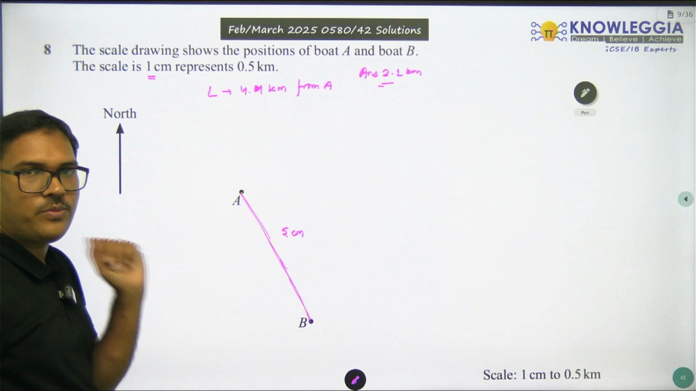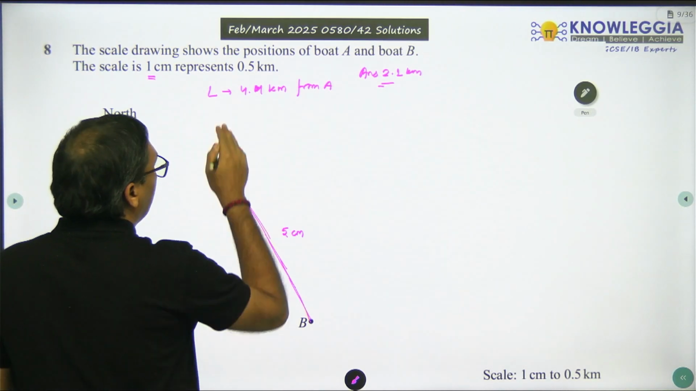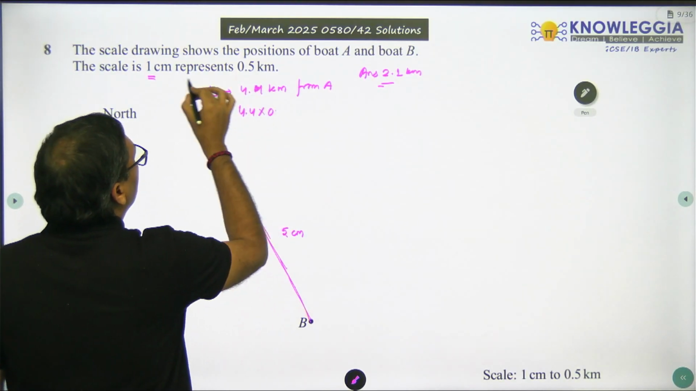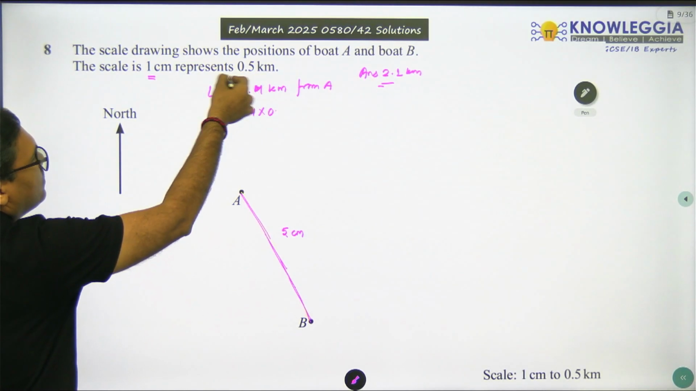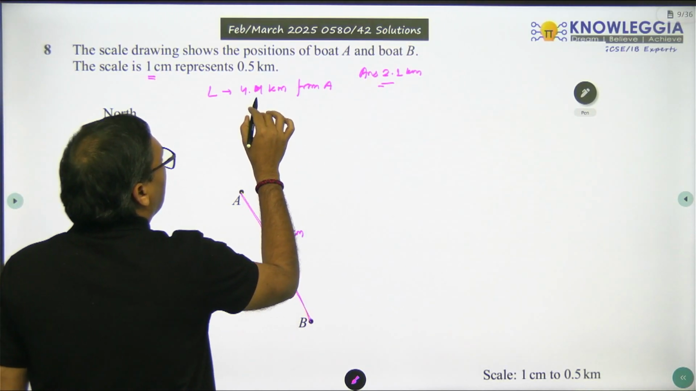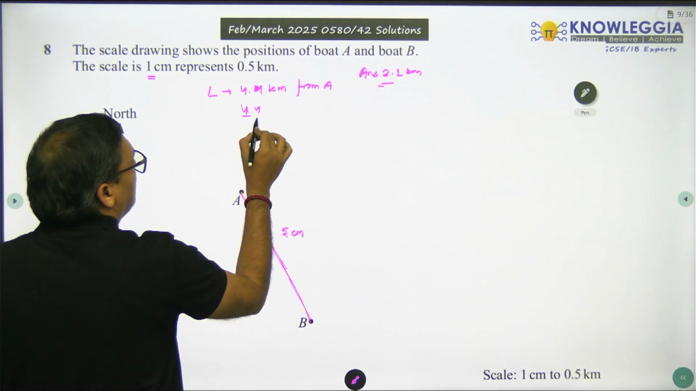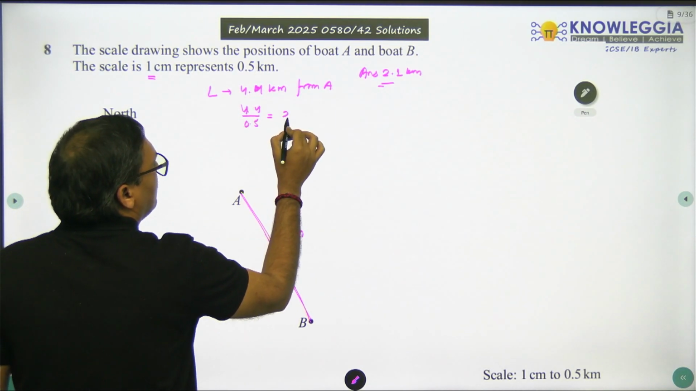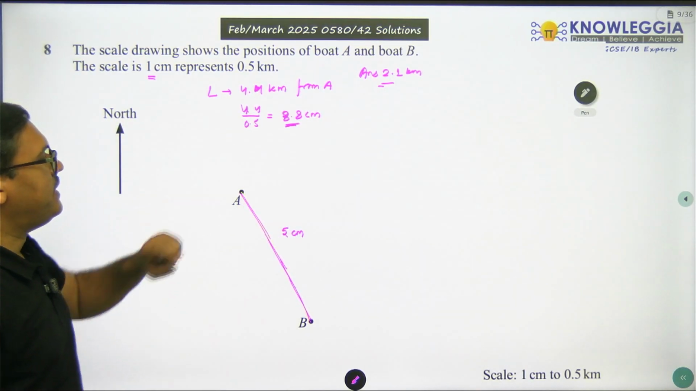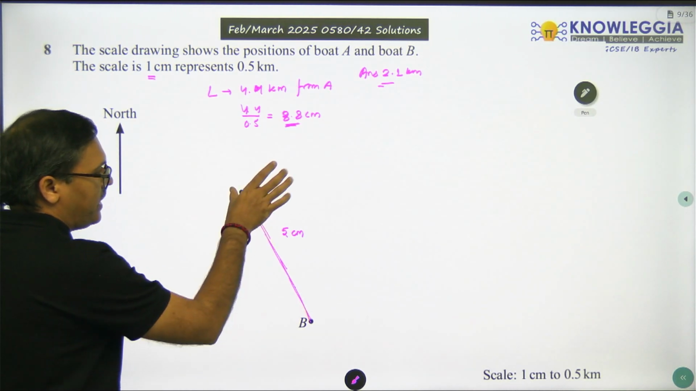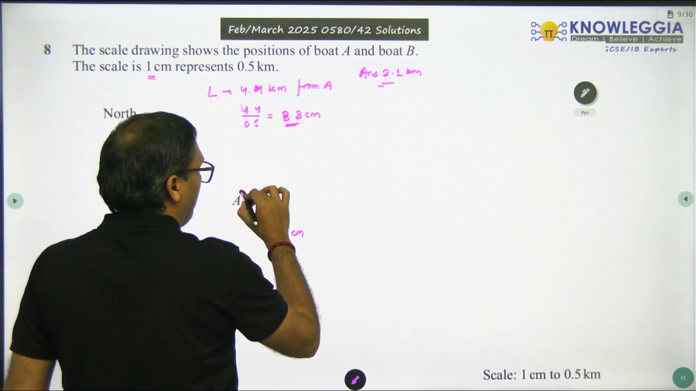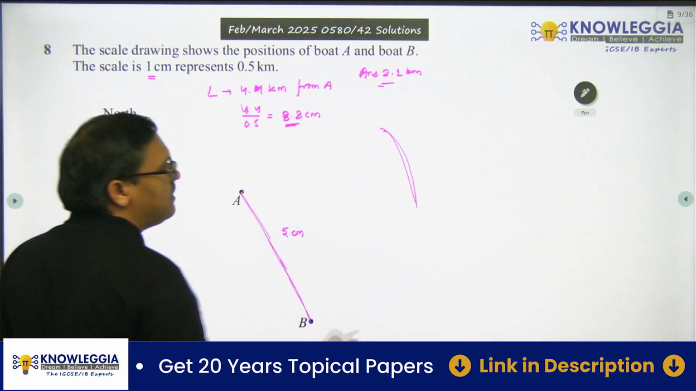Now, if L is 4.4 kilometers from A, on the drawing it will be 4.4 divided by 0.5, since 0.5 kilometer is equal to 1 centimeter. This is equal to 8.8 centimeters. So L is 8.8 centimeters from A. What you can do is take the compass and, from A, mark an arc of 8.8 centimeters like this.